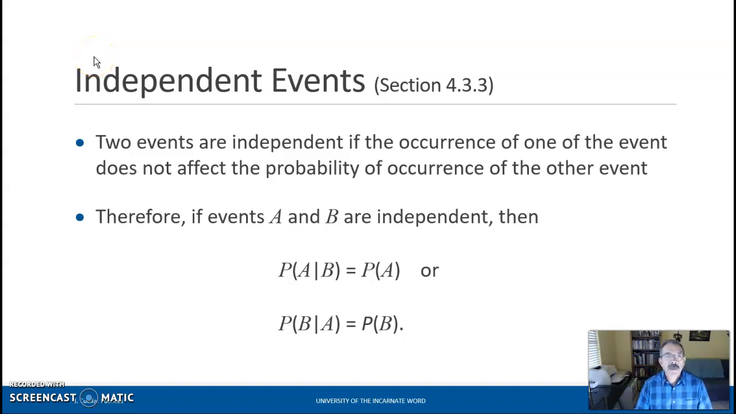This is part 5 of the Module 4 lecture. In this section, we're going to talk about independent events and how to calculate their probabilities.